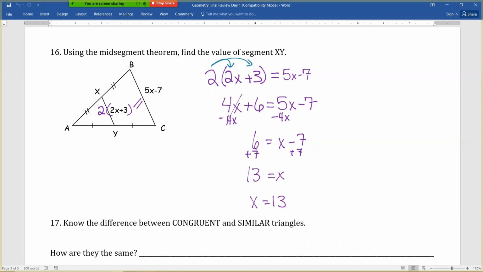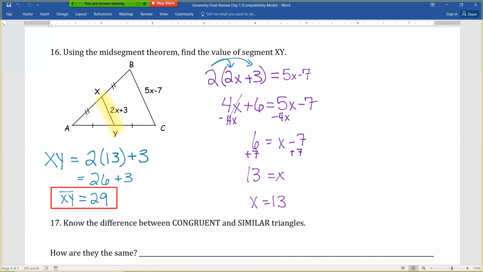So now we've found x, but the question wants to know the value, or the length, of segment XY. So we have to go back to segment XY and substitute that 13 in. So 2 times 13, which is what we got for x, plus 3 is going to give us the value of segment XY. So 2 times 13 is 26. 26 plus 3 is 29. So line segment XY has a length of 29.